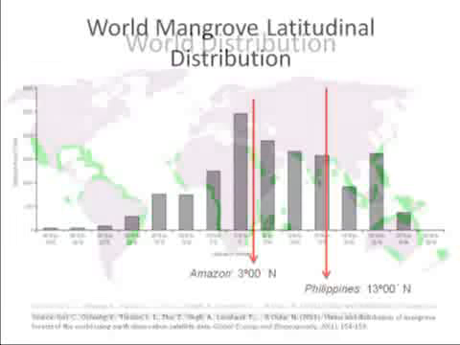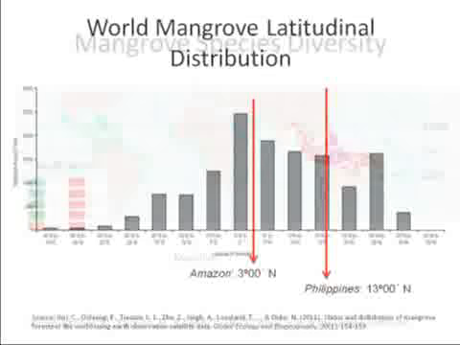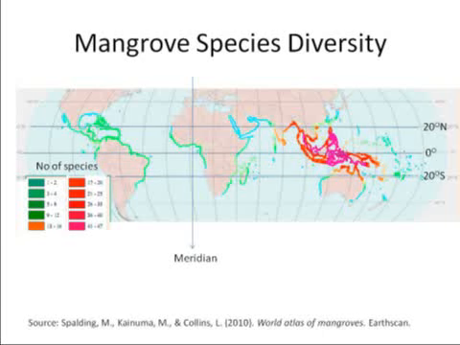Most of the mangrove forests are located at 5 to 15 degrees north latitude. The Amazon forest is located at 3 degrees north, while the Philippines is at 13 degrees north latitude. Greater species diversity of mangroves is observed between 20 degrees south and 20 degrees north.